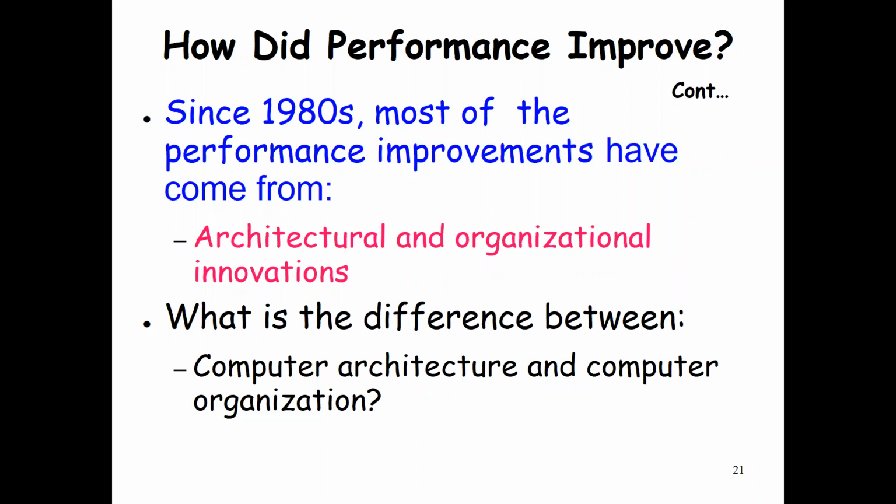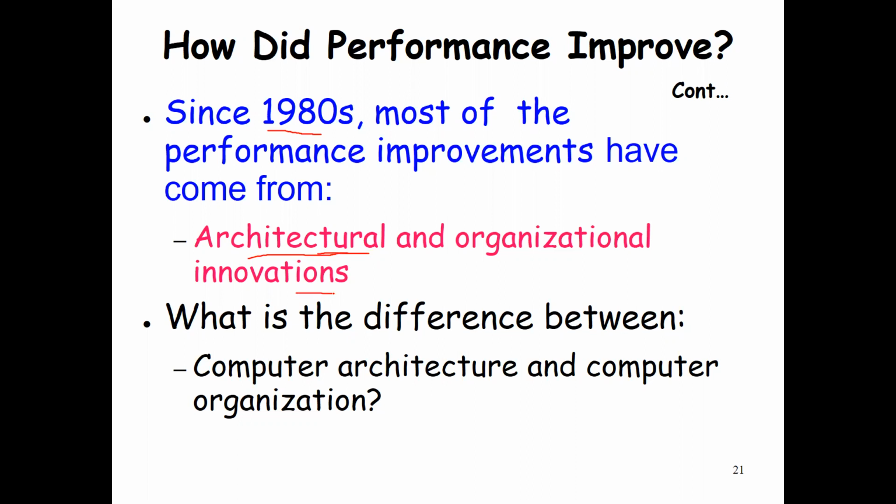Yeah, welcome. So in the last lecture, we have discussed that the performance improvement in the processor takes place because of two reasons. Till the 1980s, the performance improvement came from improvement in the transistor technology, right? But after the 1980s, the performance improvement was mostly due to architectural and organizational innovations.